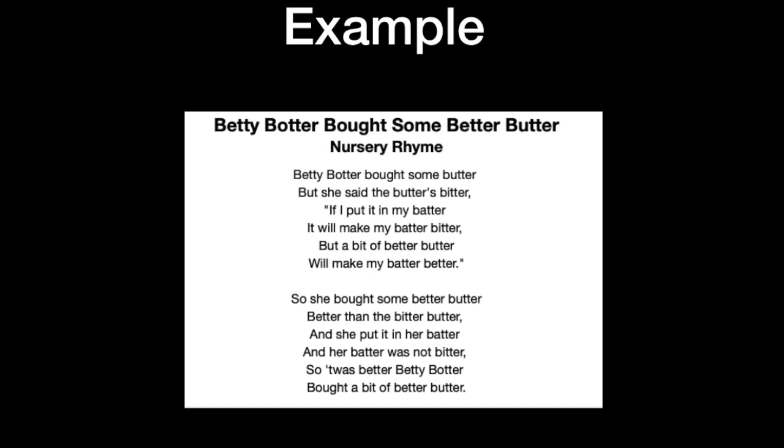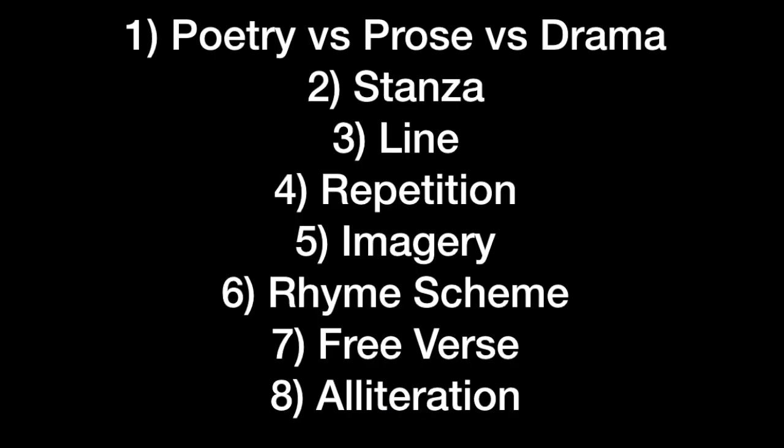So overall, you just want to keep in mind that poetry is different than prose, is different than dramatic writing. When we're talking about poetry, we're talking about writing that's often shorter, that rhymes, that has a lot of imagery in it, that's meant to connect to your emotions and maybe to specific ideas, and that those poems are made up of lines and stanzas, repetition, imagery, rhyme scheme, or free verse, and that alliteration is used as well to create a lyrical quality.